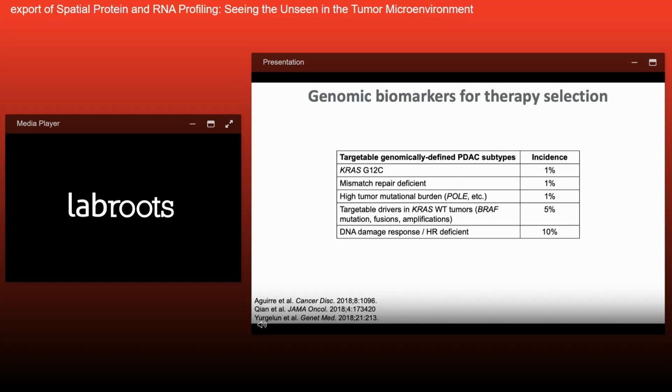And in addition, there's been really very little success with immunotherapy for pancreatic cancer, so there's no role for PD-L1 testing. And it's clear that we need to look beyond genomics in order to identify better ways to treat pancreatic cancer.